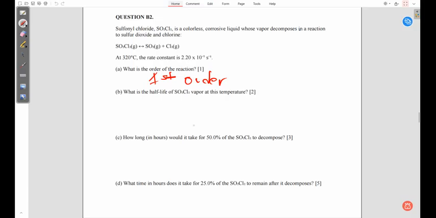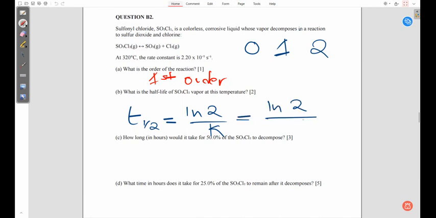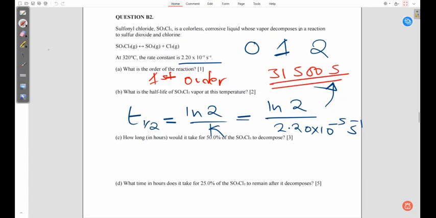What is the half-life? Each order, 0, first, and second, has its own half-life formula. For first order, it's something very simple: it's just the natural log of 2 over the constant k. The half-life doesn't depend on the concentration. So natural log of 2 divided by the rate constant k, 2.20 times 10 to the power negative 5 second negative. This second negative would end up becoming time. Grab your calculator and perform that calculation. You should get something closer to 31,500 seconds. Natural log of 2 in some textbooks is given as 0.693, so no difference.